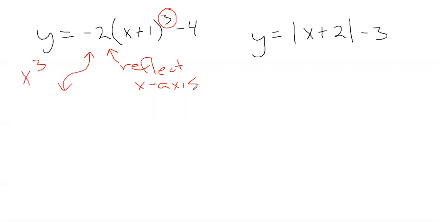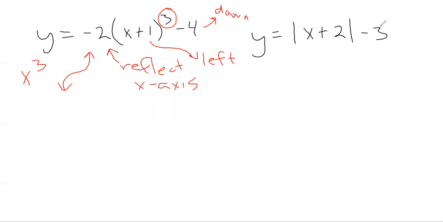If I look at the +1 on the inside, this is going to shift us to the left by 1 unit. And if I look at the -4 on the outside of the function, this is going to shift us down by 4 units. Okay, so instead of starting at 0, 0, we're going to be to the left 1, down 4, at -1, -4 for our central point of the graph.